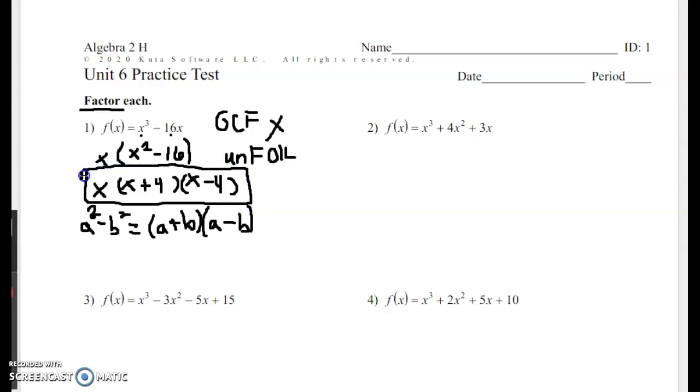Be careful on multiple choice on a question like this. They may give you this as a choice. They may tell you this is the answer as a choice, and this is an answer. Well, this is wrong because it's not fully factored. So make sure on the multiple choice portion, you fully factor it.